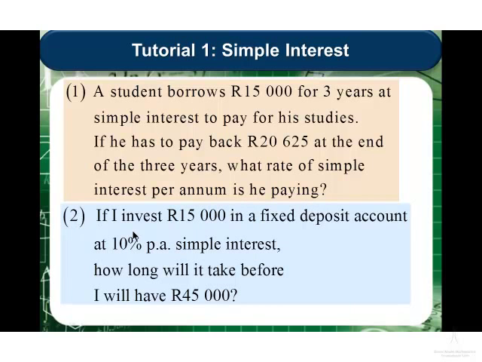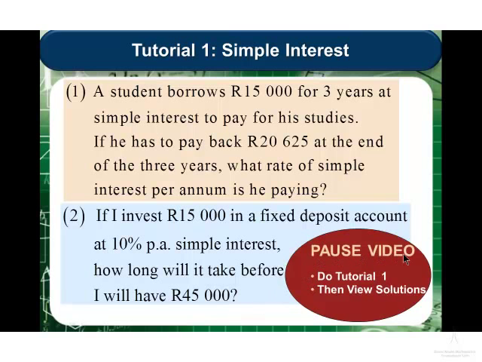Secondly, if I invest 15,000 Rand in a fixed deposit account at 10% per annum simple interest, how long will it take before I will have 45,000 Rand? Now think about these two problems. It all relates to the formula for simple interest, and you should be able now to manipulate and actually solve both of these problems on your own. So I suggest that you pause the video, do tutorial 1, and then come back and view possible solutions.